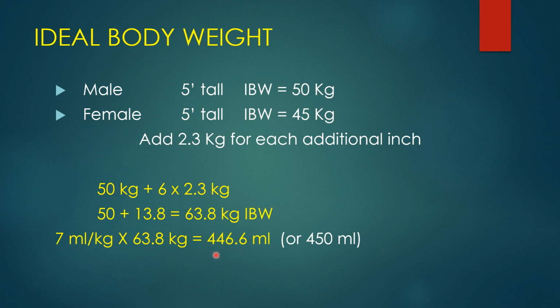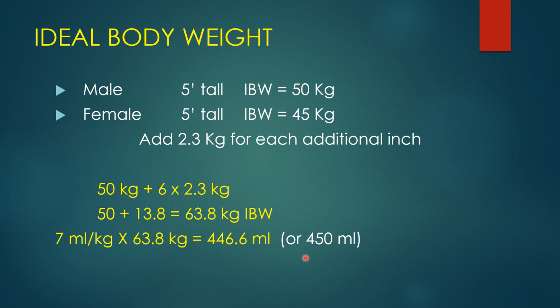Well, we're not going to set 446.6 on our ventilator. We're just going to set 450. That's really, really close. It's just a small syringe full of air difference. So that's where we would have our patient set for the tidal volume. That's how we calculate it.